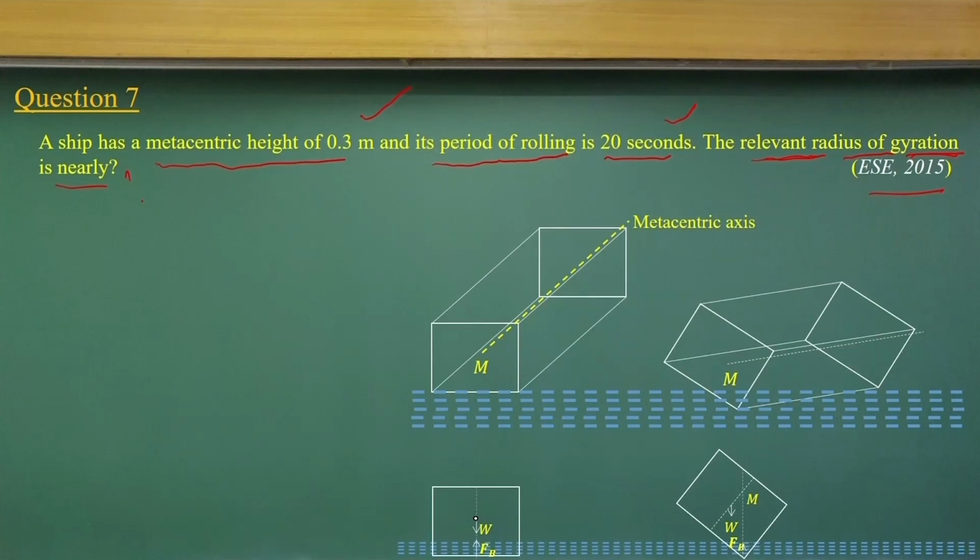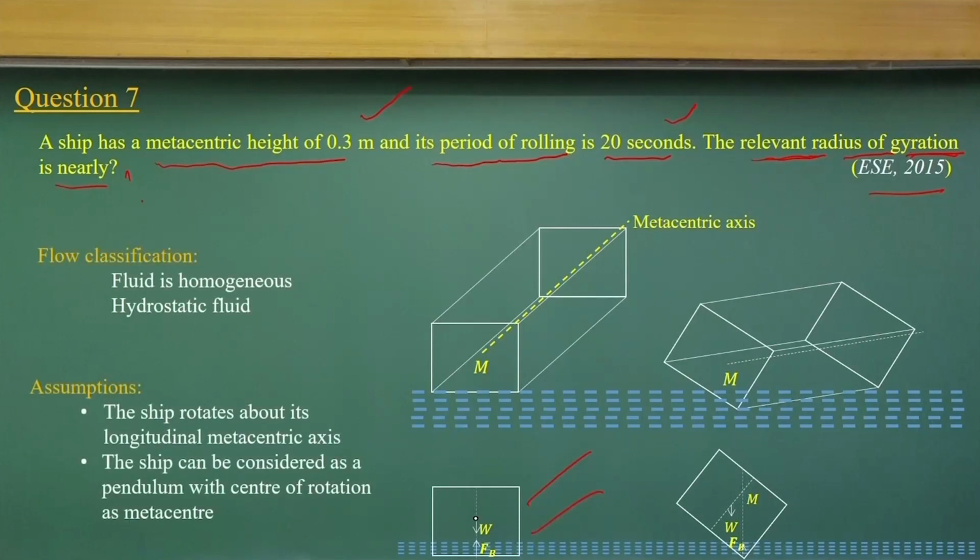This is just a sketch to show the weight, the metacentric height and all these things. The ship rotates about its longitudinal metacentric axis, and it is considered as a pendulum. As a pendulum, it has a center of rotation at the metacenter. So, at the metacentric level, this is where the simple pendulum oscillations happen.